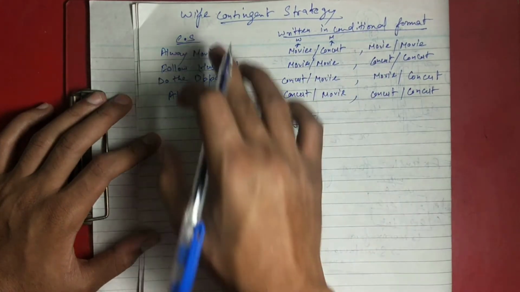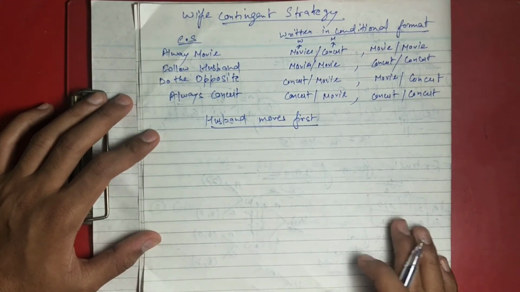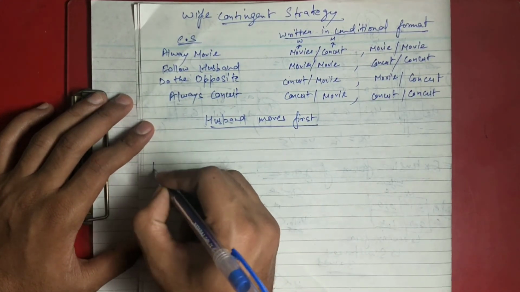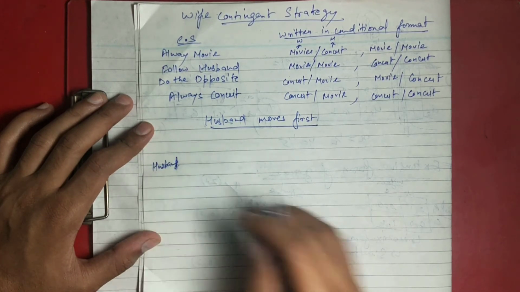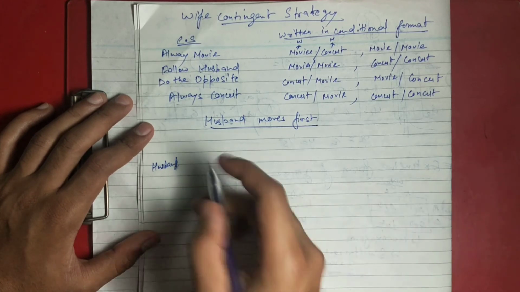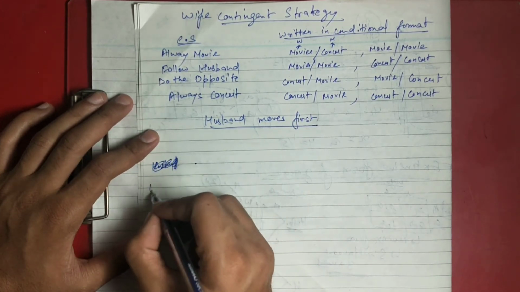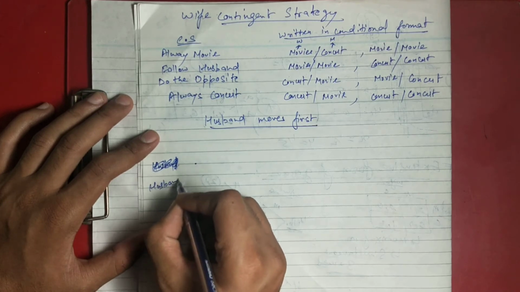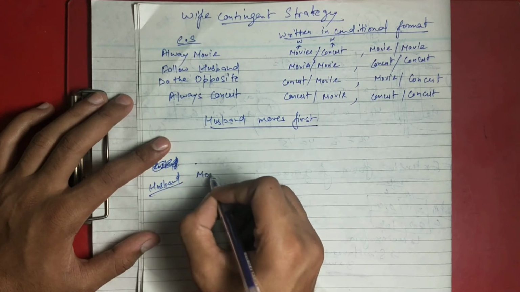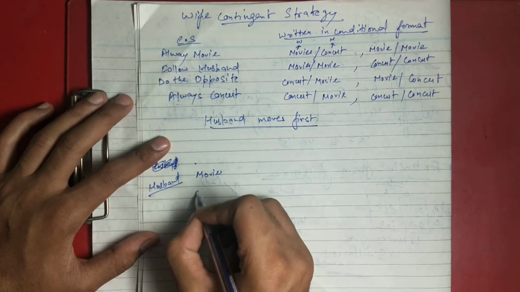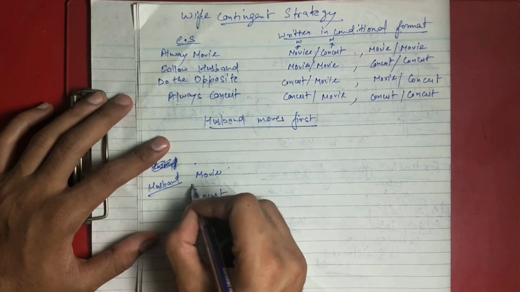So now I have to plot this data out in the matrix. So here I write husband. What options does husband have? Husband has the option of, wait, I write it down here, husband. So husband has the option of either movie or concert. Okay.